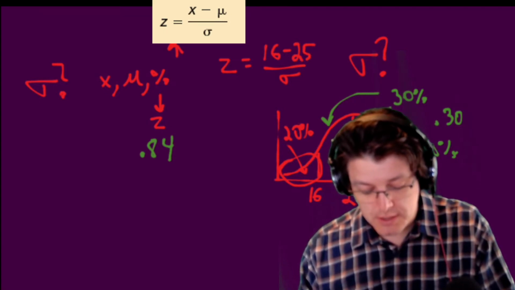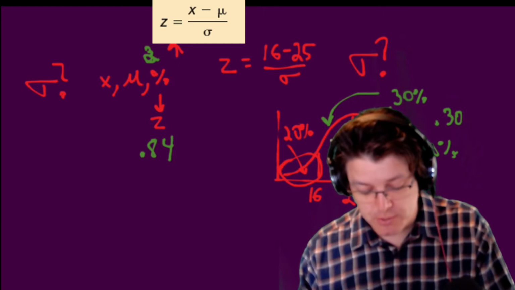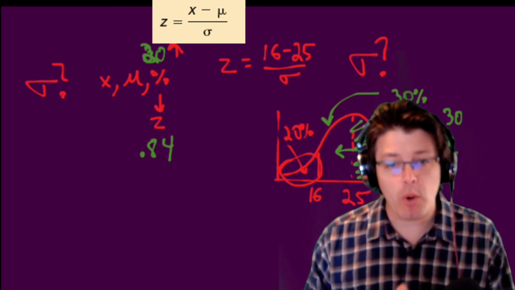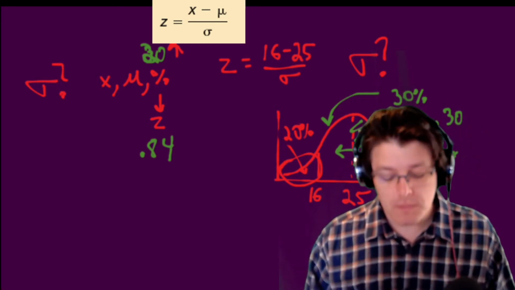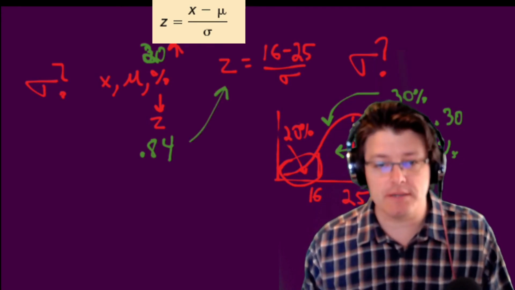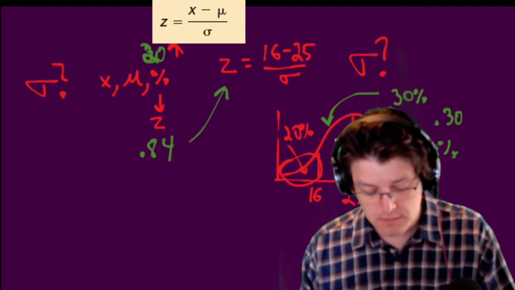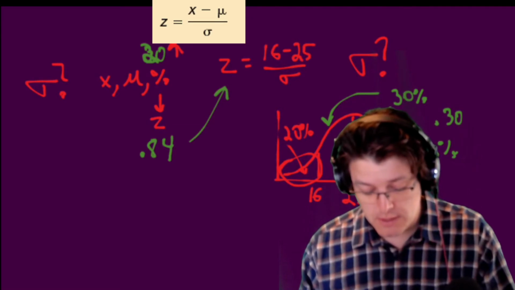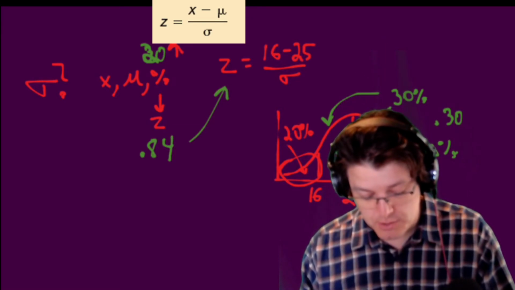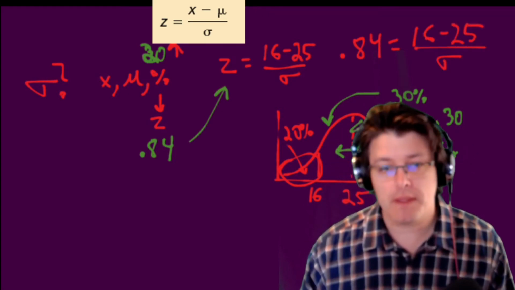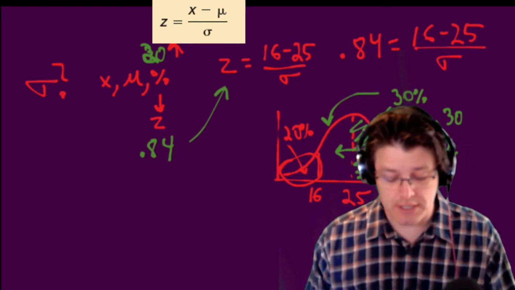We knew that we want 20%, but we needed the z value associated with that. So 0.84 would give us that cutoff, and we can plug that into our z formula. So now we have 0.84 is equal to 16 minus 25 divided by sigma. And now all that's left to do is solve for sigma.